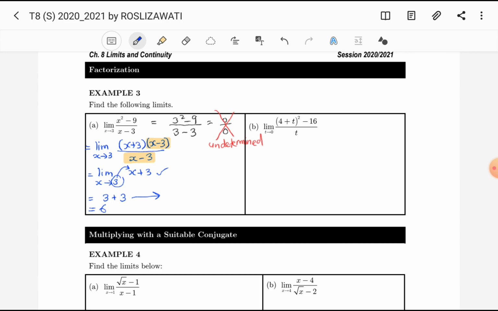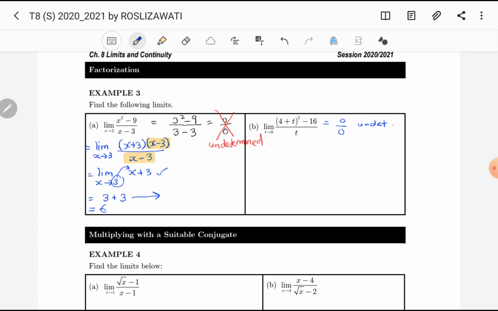So we have limit t approaches 0. We substitute 0 into the function. So we will get 0 over 0, which is undetermined. For this case, do you see a square root? Does the function have a square root? No, right? So we simplify as usual, not with a conjugate.